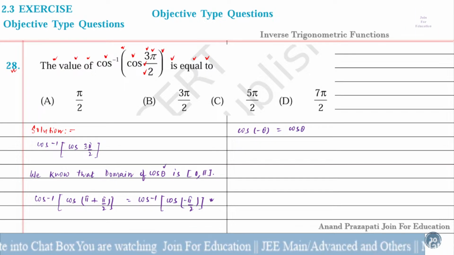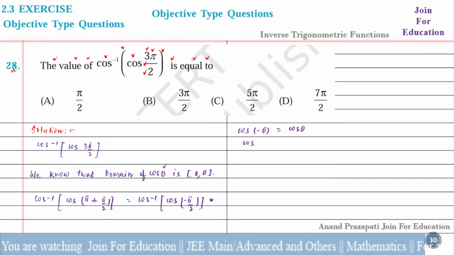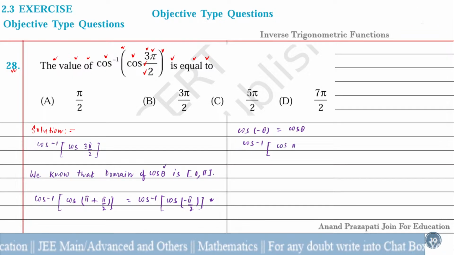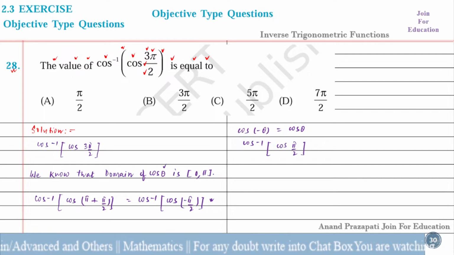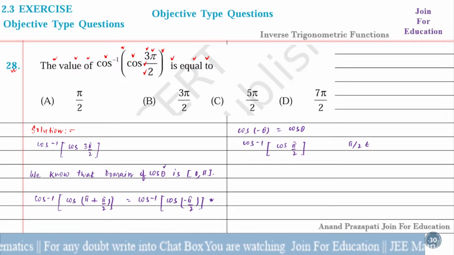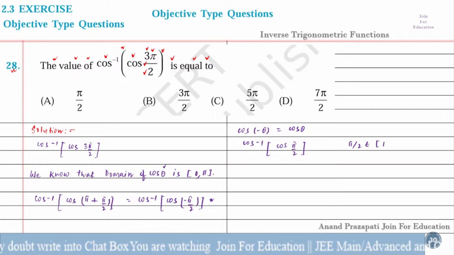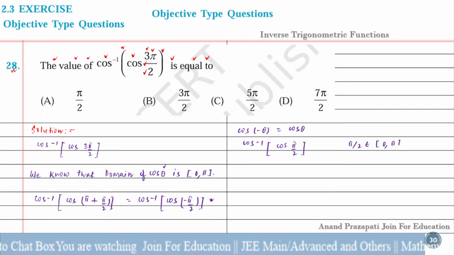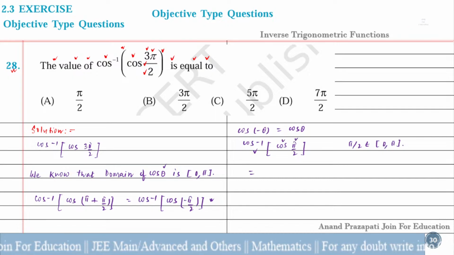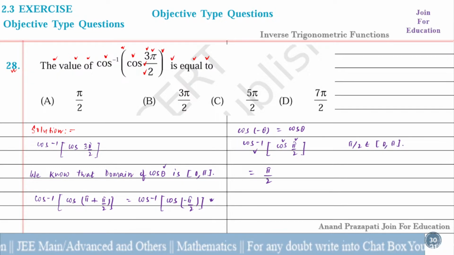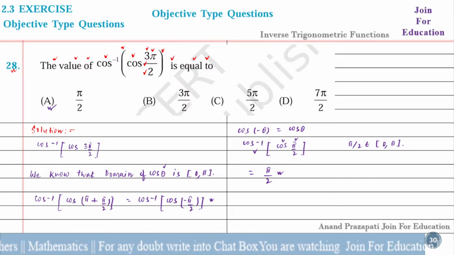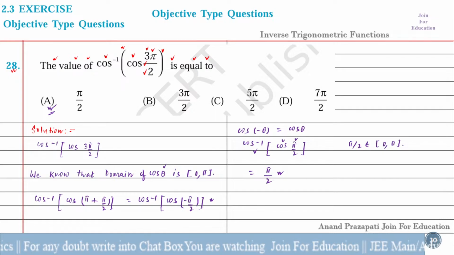Therefore the next step here will be cos inverse cos pi by 2 and pi by 2 belongs to 0 to pi. Therefore cos inverse cos pi by 2 equal to pi by 2. Pi by 2 is in option A. Therefore the correct option of question number 28 is A.